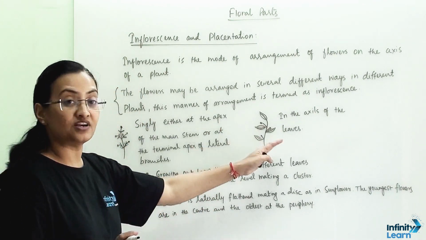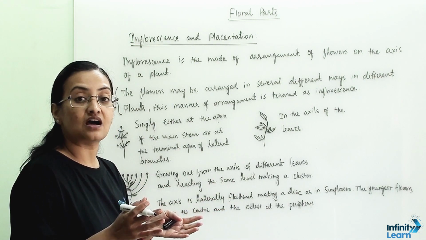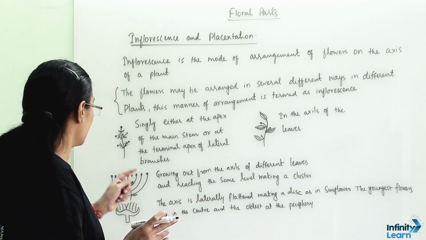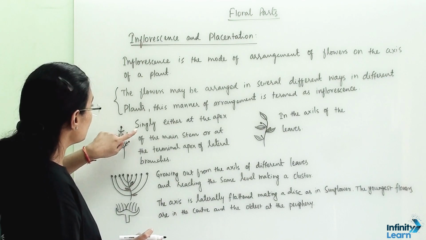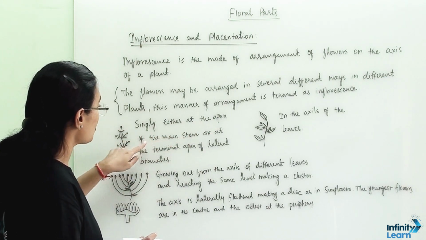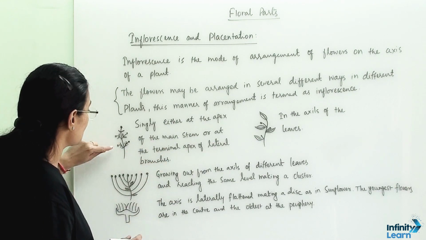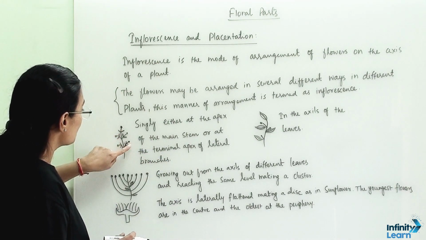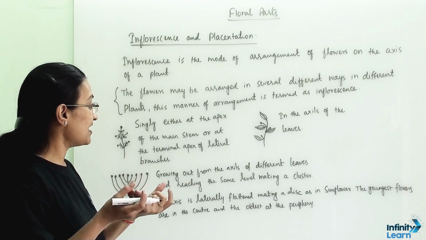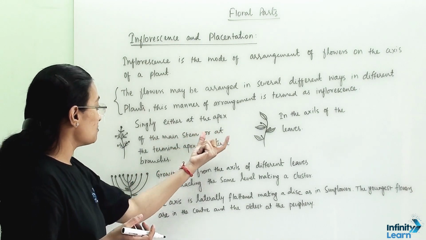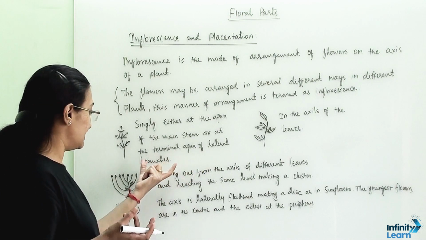Now these are the different ways flowers are arranged on the plant. The first one is this, where flowers grow singly, either at the apex of the main stem or at the terminal apex of lateral branches, as we can see over here. So these flowers are at the apex of the main stem or the terminal apex of lateral branches.